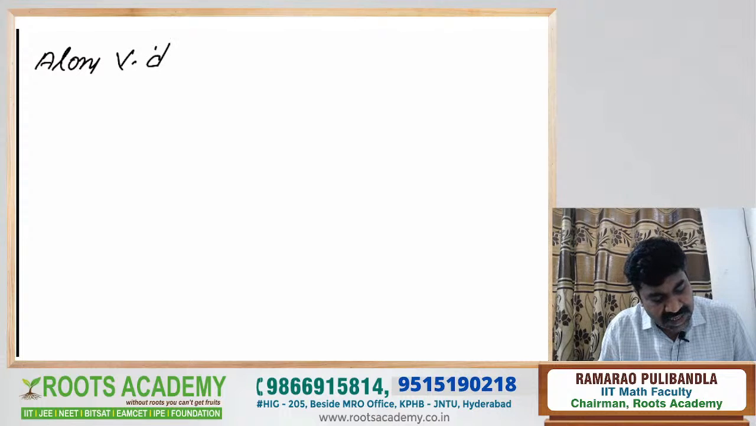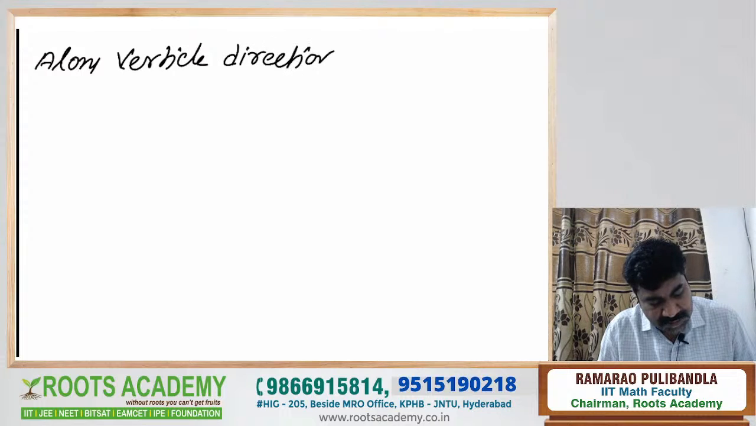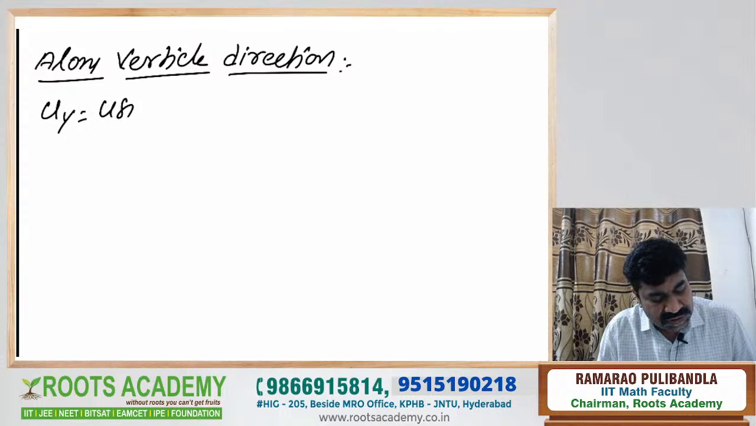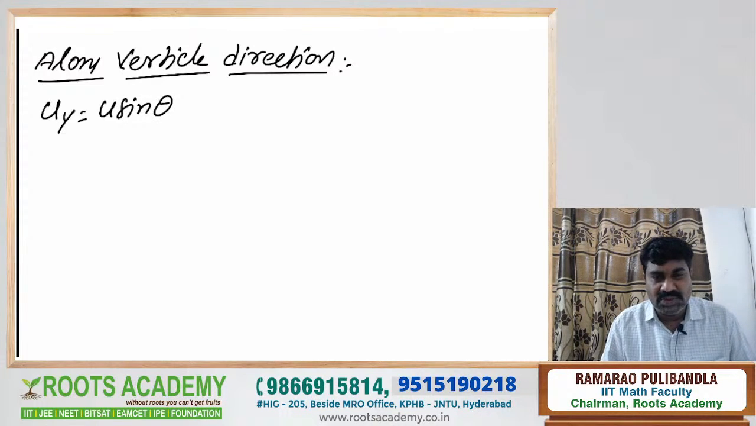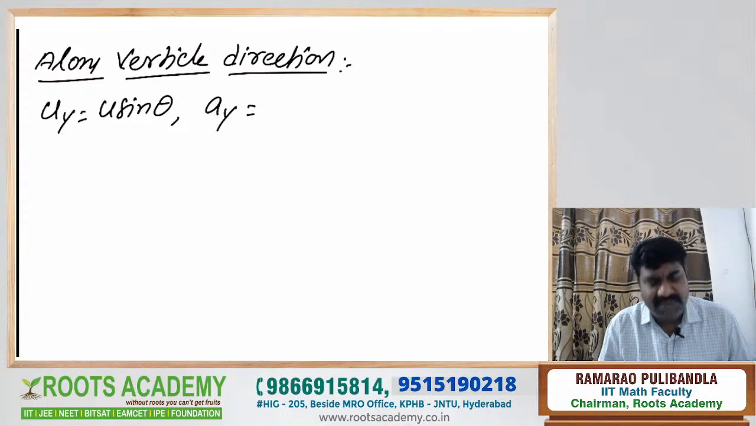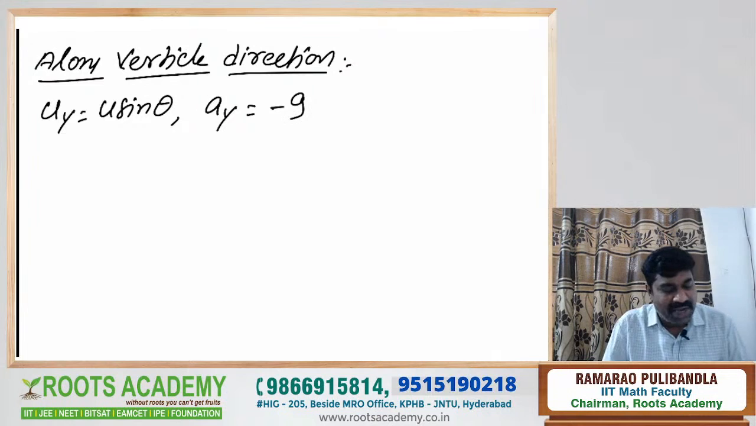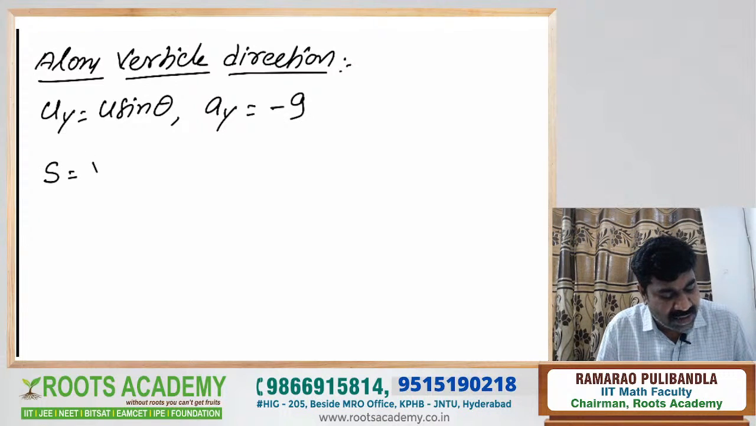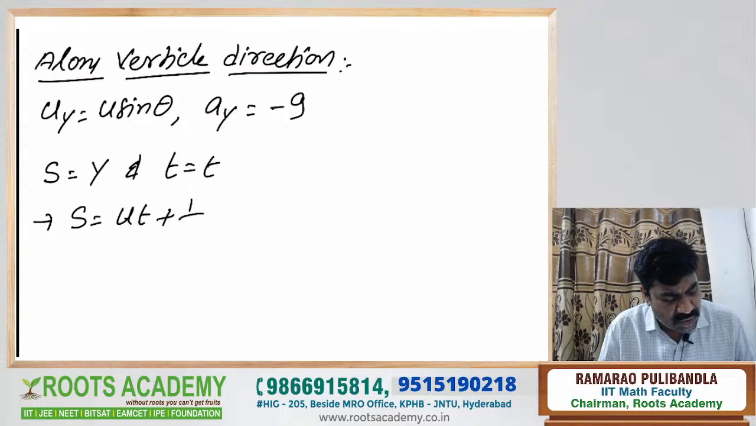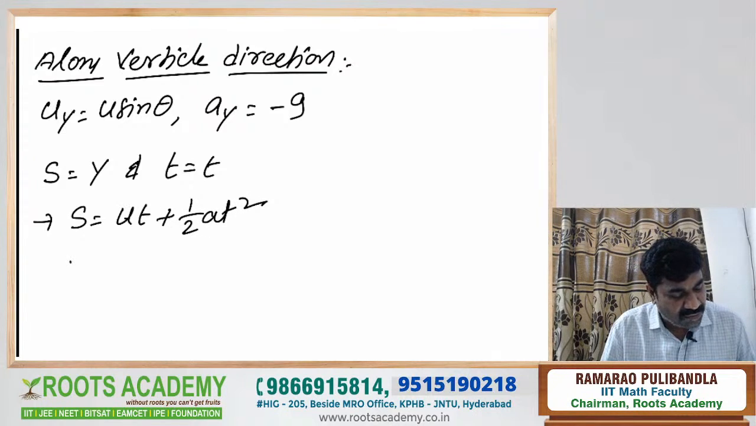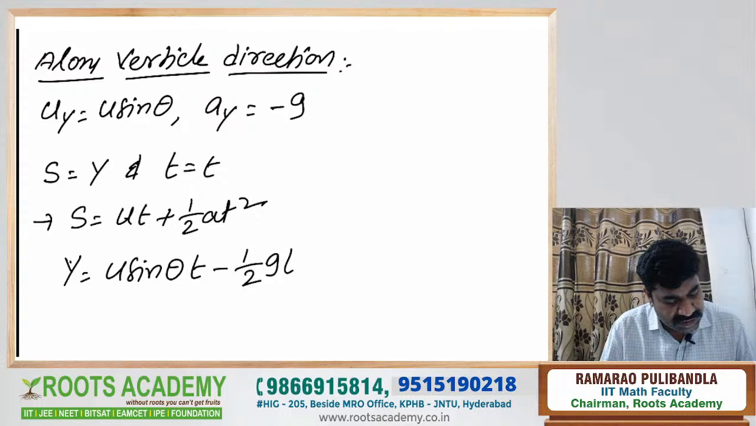Along vertical direction, what is the initial vertical velocity? u sin theta. What is the vertical acceleration? Acceleration is acting in the downward direction, the body is moving in the upward direction. So ay is equal to minus g. Displacement is y in a time of t seconds. So we are using the same formula S is equal to ut plus half at square: y is equal to u sin theta into t minus half gt square.